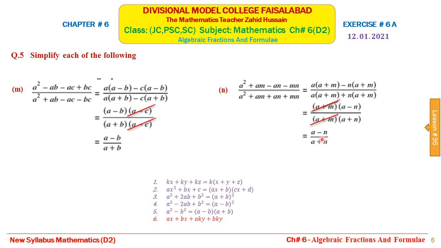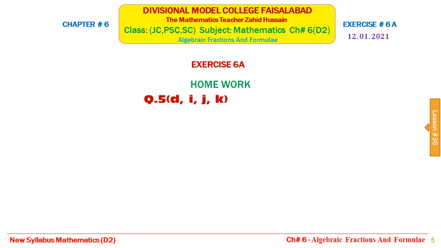So this is how you will simplify the fractions involving factorization. This is your homework. You will solve B, I, J and K part of question number 5, exercise 6A.